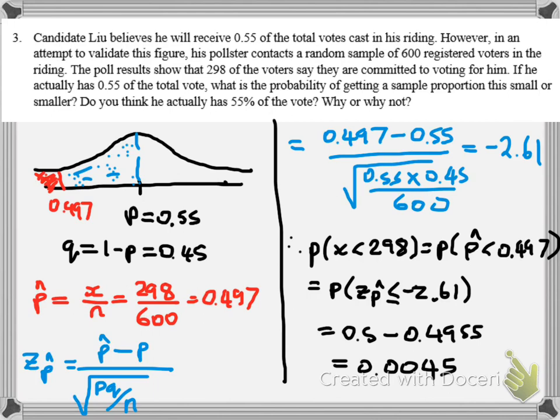Now, what does that mean? What that means is that it's very unlikely that you will have fewer than 298 people supporting you in a sample of 600 voters if you actually have 55% support in the population. It's very unlikely that a sample will produce less than 298 people who support him. So I think this guy is deluded. Okay, it's very unlikely that he has 55% support. That is what that means.